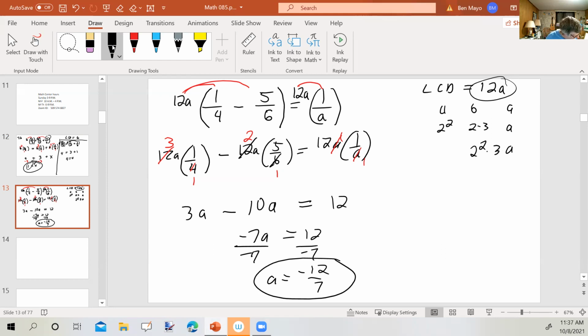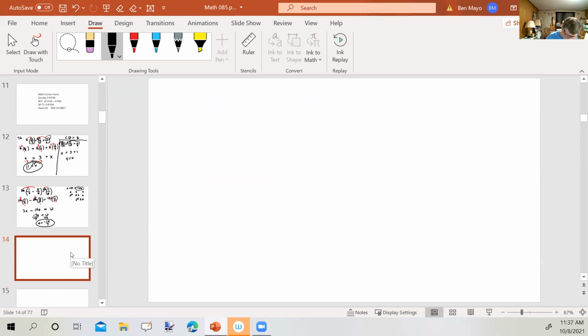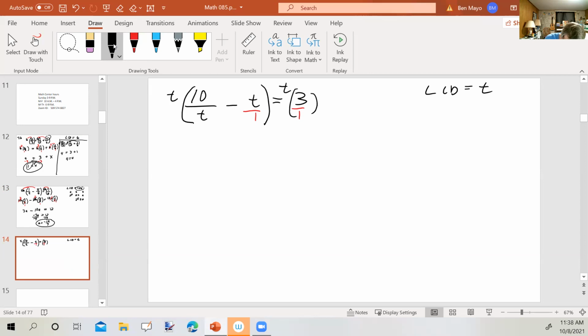Okay. Let's take a look at this equation: 10 divided by t minus t equals 3. Now, the least common denominator is just t, because recall that there's an implied 1 in those denominators. So the LCD is just t times 1 times 1, which is just t. So we're going to multiply both sides of the equation by t.